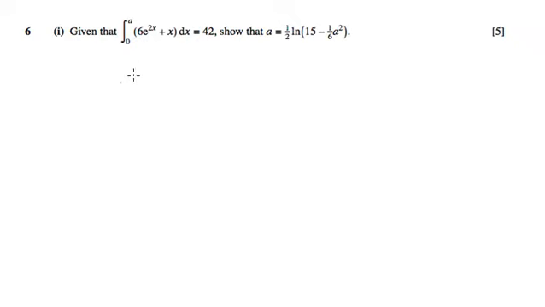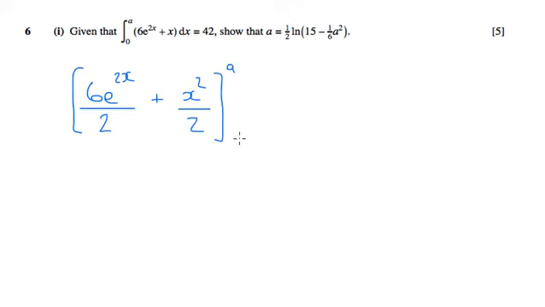If we integrate 6e to the 2x, we get 6e to the 2x again. We're going to need to divide by the coefficient of x here, which is 2. Integrate an x is obviously x squared over 2. That's between a and 0, and we get an answer of 42. So we've got 3e to the 2x.